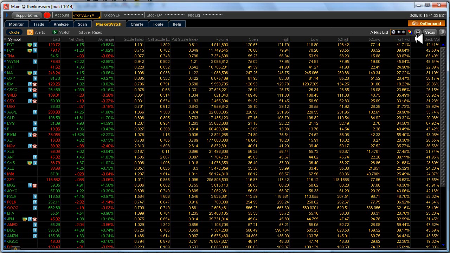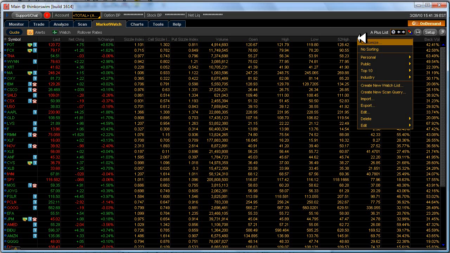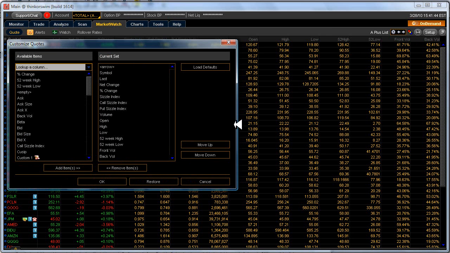Now you'll notice over here the two columns furthest on the right are labeled front volatility and back volatility, and you can get these columns to show up just by right clicking on the column header and selecting customize, and you can see that you've got front and back volatility. If you want to remove it, you just click remove. If you want to add a column, you just click add, and then once you have it under the current set here, you can move it up or down anywhere that you want on the display.